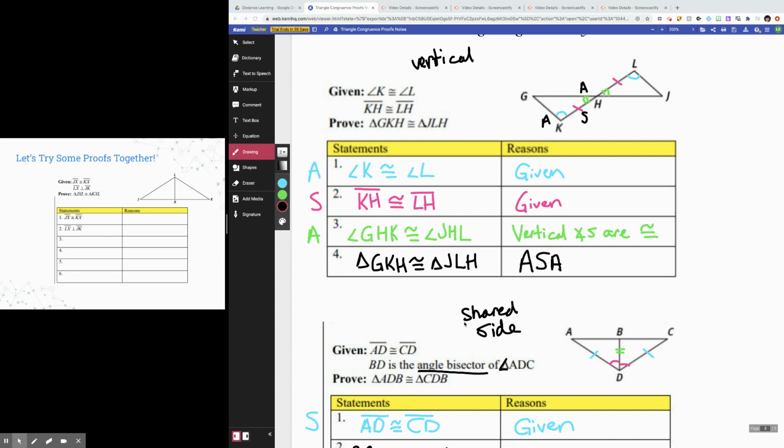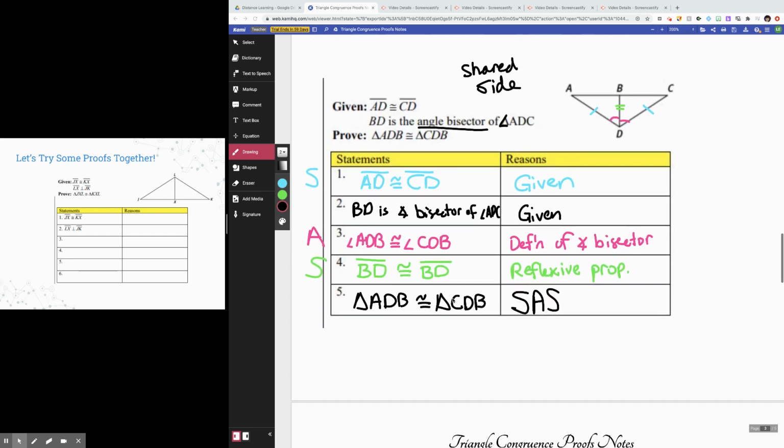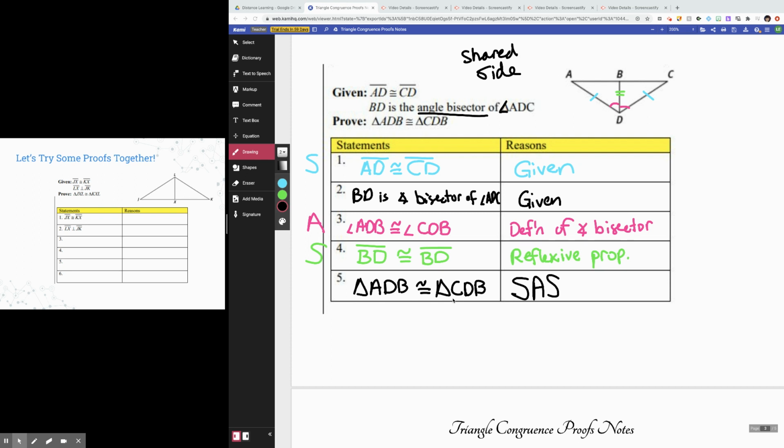So we can use what we learned in the last section with the corresponding parts of congruent triangles, and we can use that in a proof as well. So here's the last proof. Again, they gave me a lot of information that I can use, but only one piece of the given information gave me a side or an angle that I needed. So they told me AD was congruent to CD, which I have marked in blue there. And that was given. The other piece of given information was that BD was an angle bisector of angle ADC right there. So if you wrote triangle, don't worry about that.